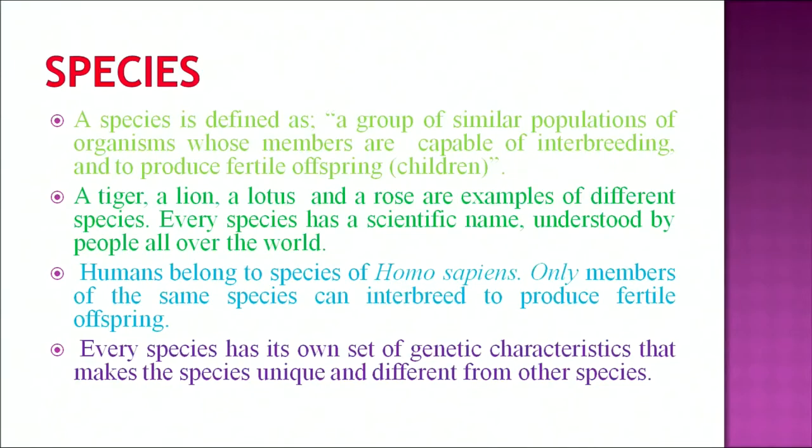Species. A species is defined as a group of similar populations of organisms whose members are capable of interbreeding and producing fertile offspring, that means children. A tiger, a lion, a lotus, and a rose are examples of different species. Every species has a specific name understood by people all over the world. Humans belong to the species Homo sapiens. Only members of the same species can interbreed to produce fertile offspring. Every species has its own set of genetic characteristics that makes the species unique and different from other species.